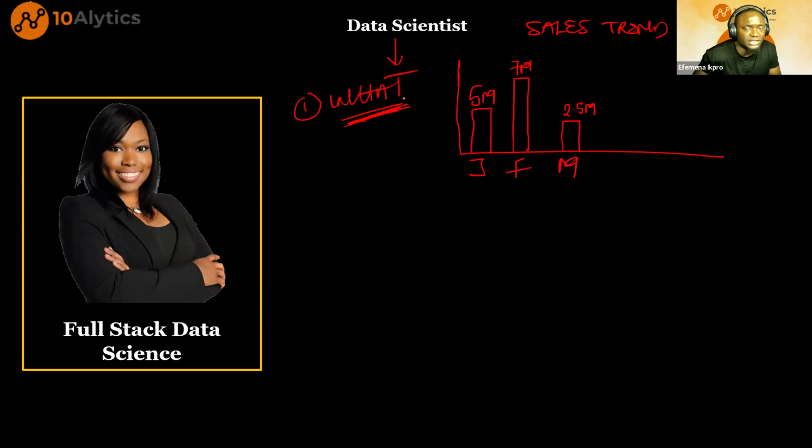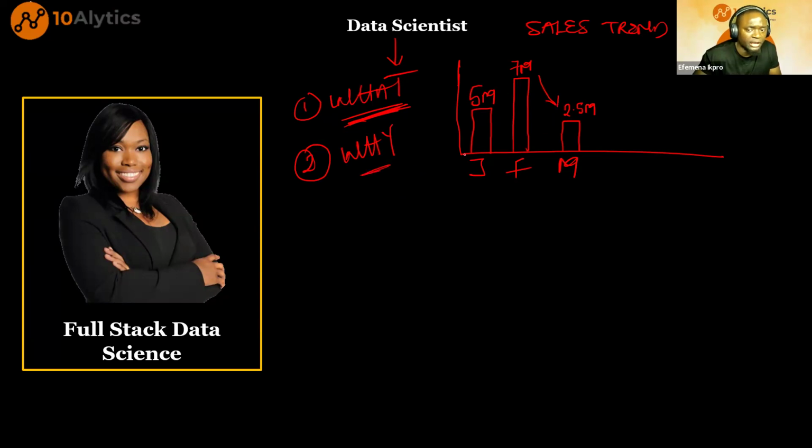We're using Python to answer this question. What happened? January, we did 5 million. February, we did 7 million. March, we did 2.5 million. Now, the next question you need to answer is why. Why did it happen? Why did we make 5 million in January? Why did we make 7 million in February? And why is there this reduction in the month of March?